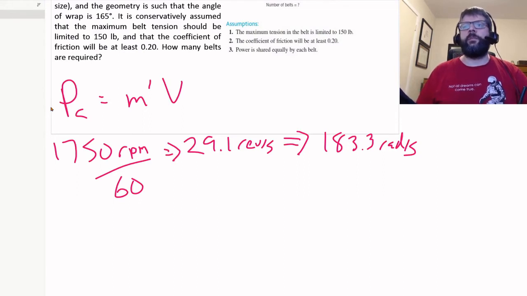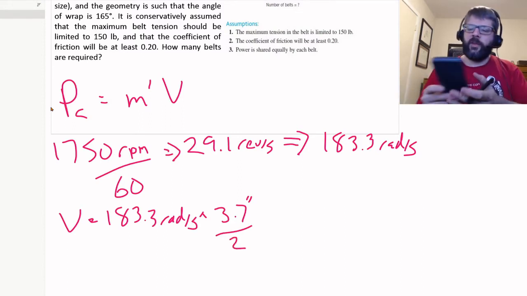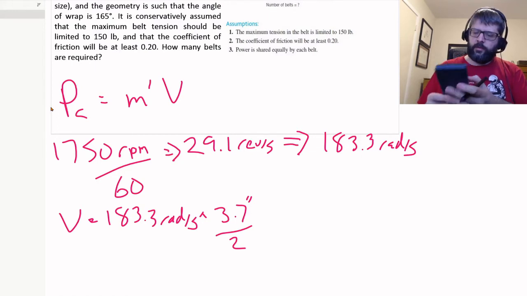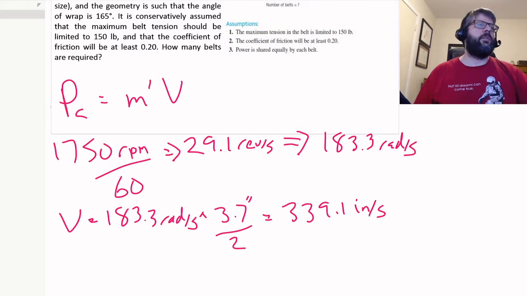So if we want to get our linear speed, that's going to be that multiplied by a radius. So 3.7 inches divided by 2, because 3.7 was our diameter. So there we go. 339.1 inches per second is going to be our speed there.